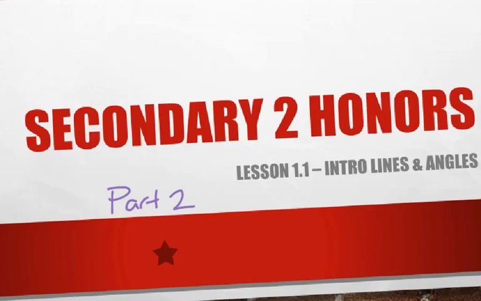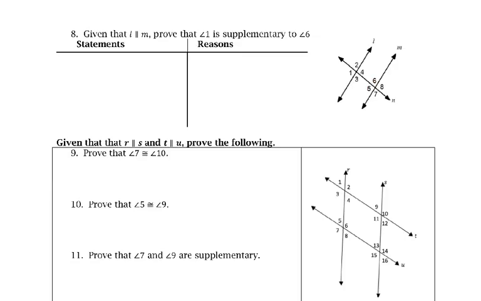This is the second part of lesson 1.1, Introduction to Lines and Angles. And so where you should be is you are trying number 8 by yourself, and then we're going to see how you did. Okay, so number 8, it says, given that L is parallel to M, so I know that these two lines are parallel. That's my given, so I can just write my first step right now.